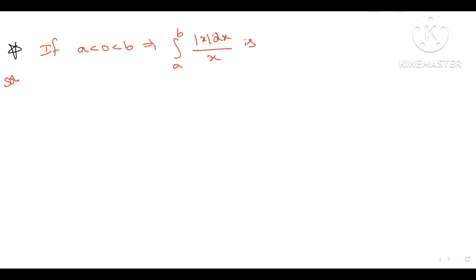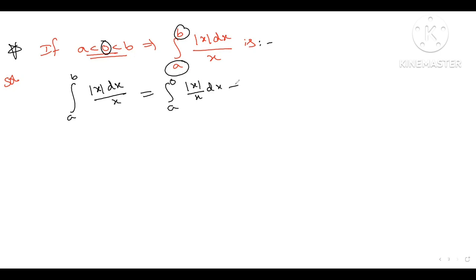Let us go to the next problem. If a is less than 0 is less than b, then integral a to b of modulus of x dx by x is what? How can we find this? From a to b, 0 lies between them. So here one integration can be expressed as the sum of two or more integrals. By using that property, integral a to b of modulus of x by x dx, I can write as integral a to 0 of modulus of x by x dx plus integral 0 to b of modulus of x by x dx.